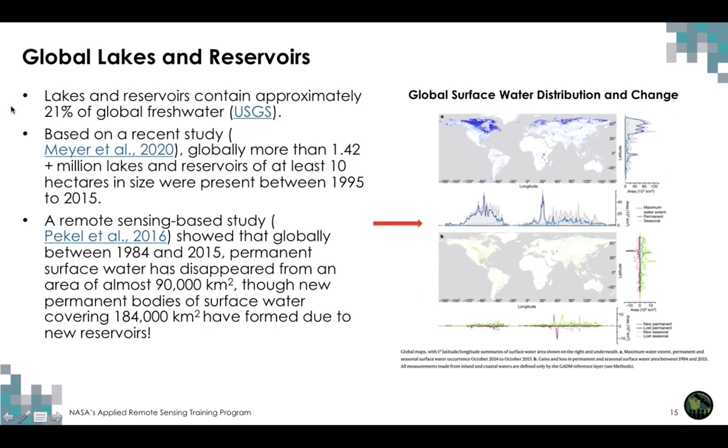According to USGS, about 21% of global fresh water is stored in global lakes and reservoirs. There are two interesting studies. They provide information about where the situation currently is with respect to global lakes and reservoirs. These references are given at the end of this presentation. Mayer et al. show that between 1995 and 2015, globally, there have been about 1.42 million lakes and reservoirs of at least 10 hectares in size or bigger.